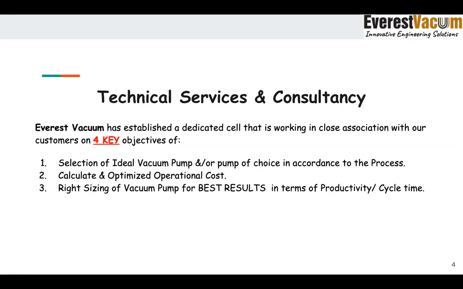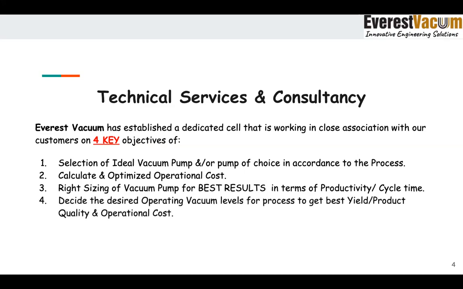Point number 3 is right sizing of vacuum pump for best results in terms of productivity and cycle times. So how to right size your vacuum pumps? When do you use a bigger size backup vacuum pump? When do you use a smaller size backup pump with a booster on the top? How can you actually optimize your cycle time? So all of this is covered in this point.